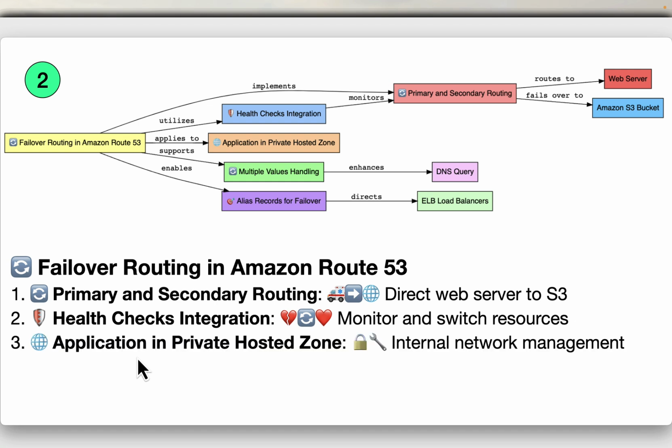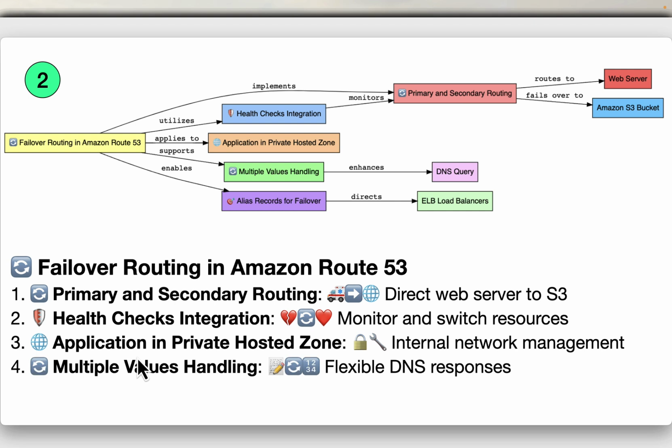Third, application in private hosted zones. Failover routing can be used within private hosted zones, which helps in internal network management and ensuring high availability for internal applications. Fourth, multiple values handling. Although primarily used for active-passive setups, the policy supports specifying multiple IP addresses or resources in records, enhancing DNS response flexibility.